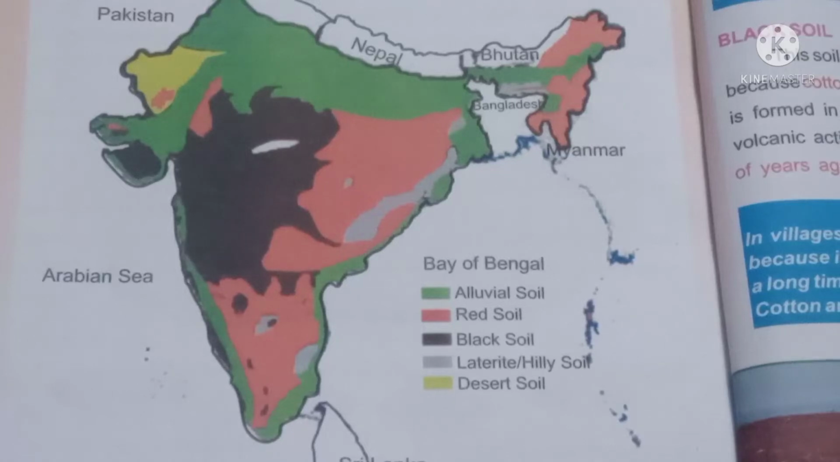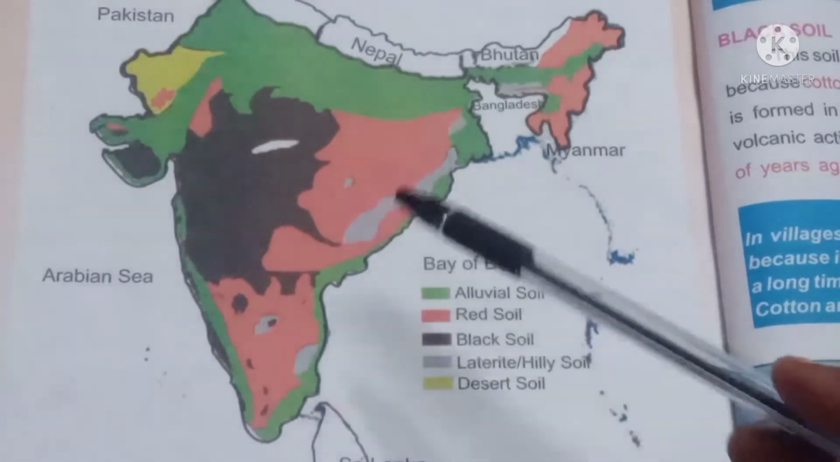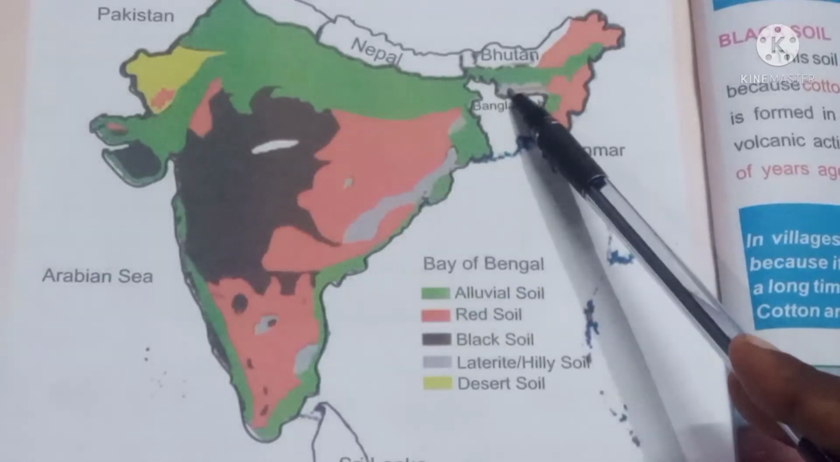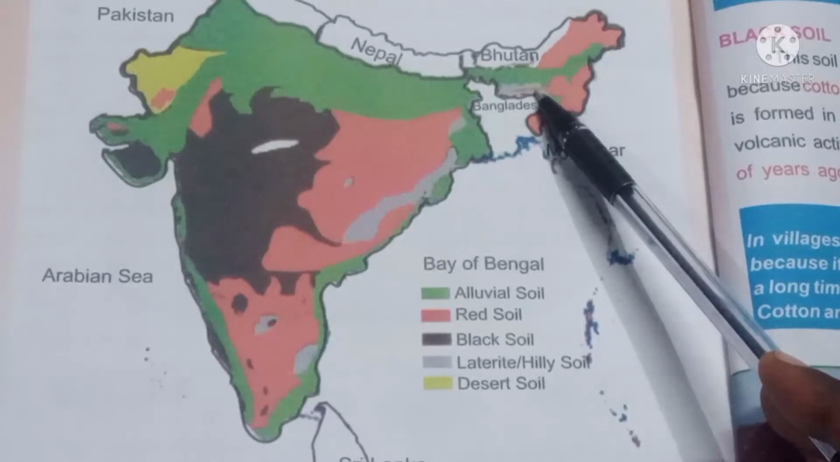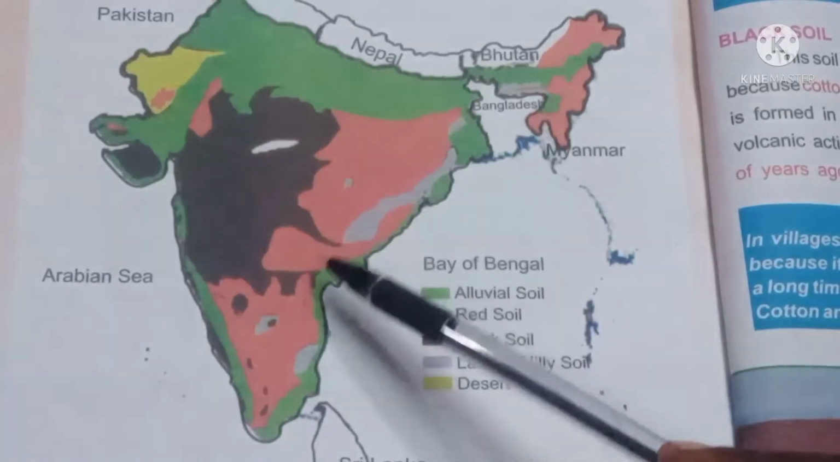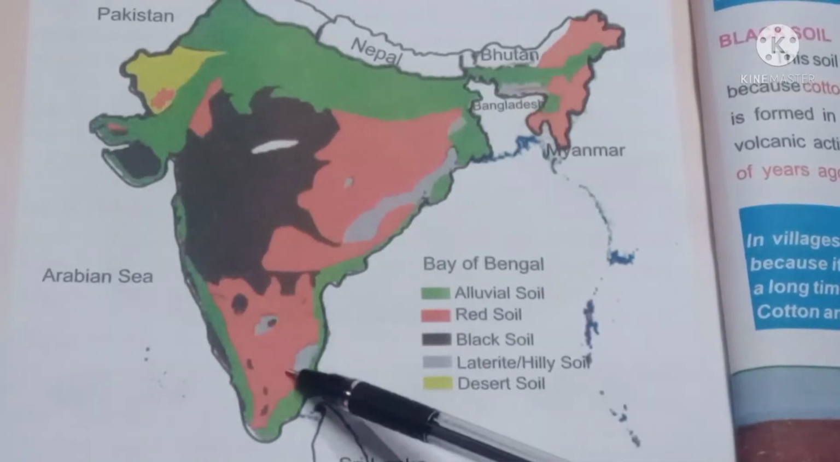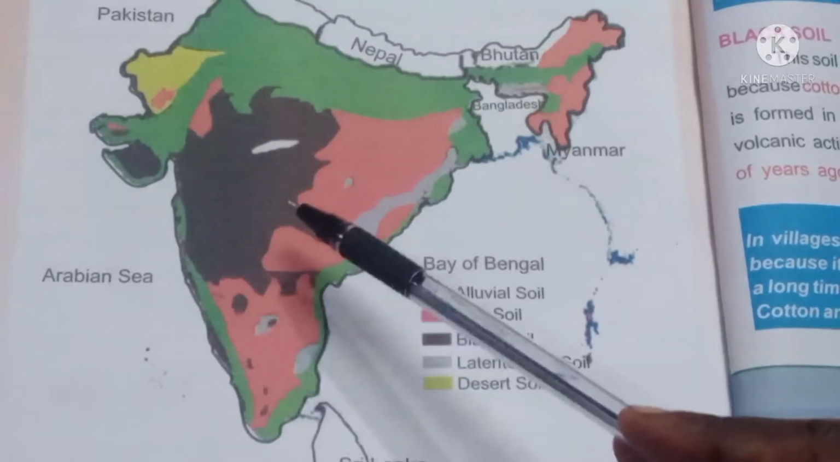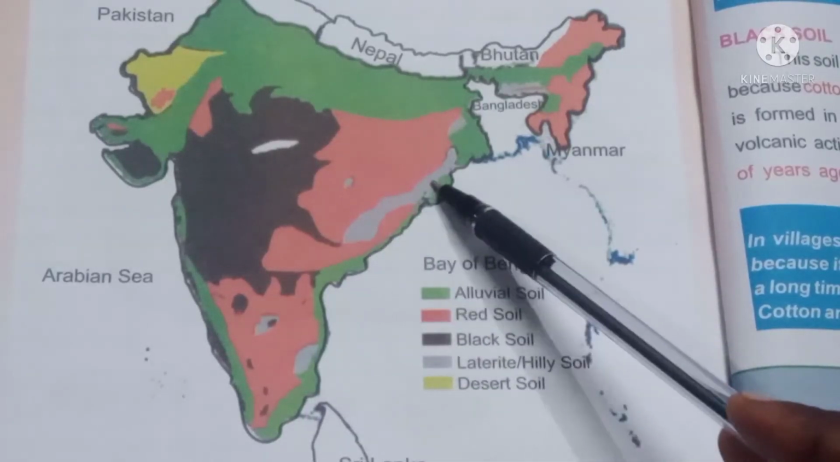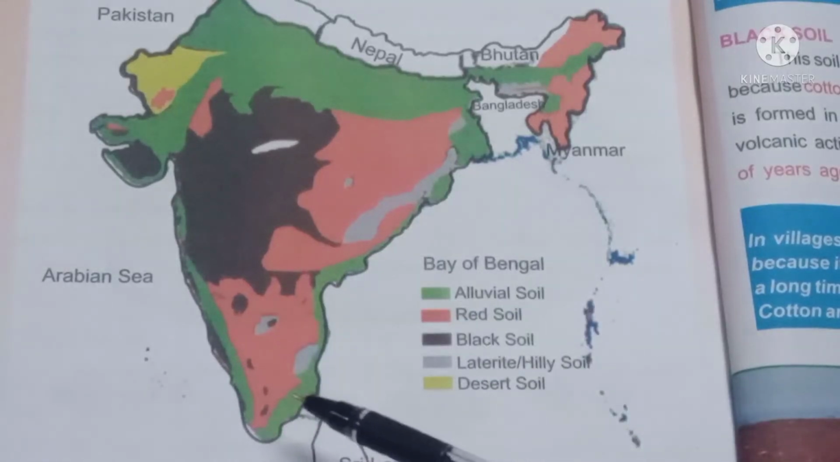And we can see the mountain slopes and plateaus in Assam. We can see here Assam, and also we will see the Nilgiris here. And then we see the Chota Nagpur plateau. These are the regions that have mountain slopes.